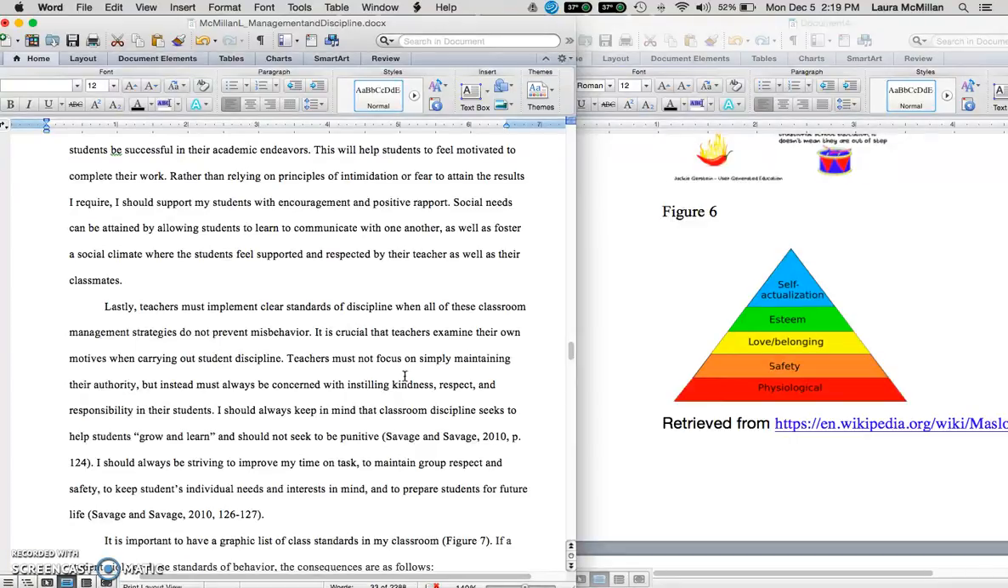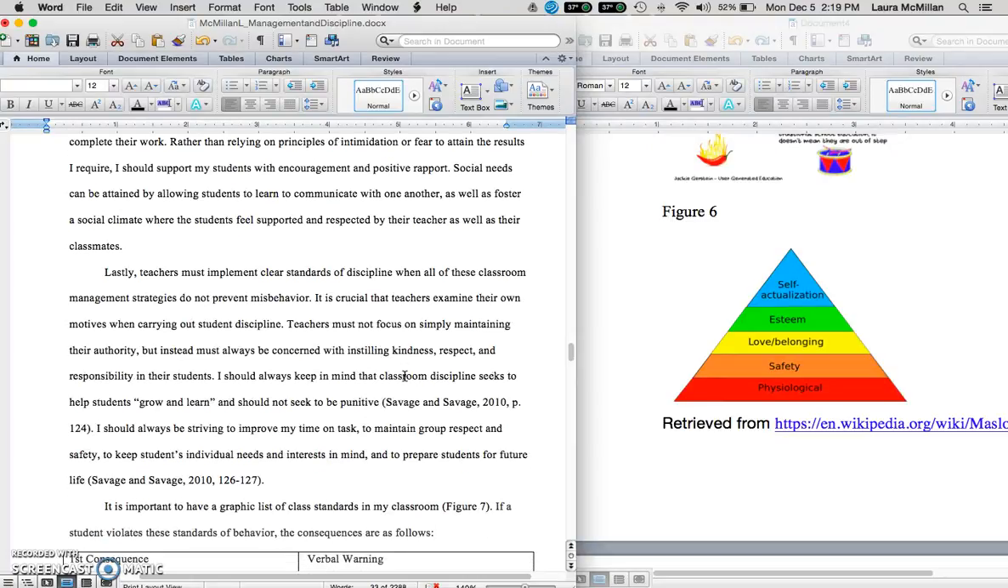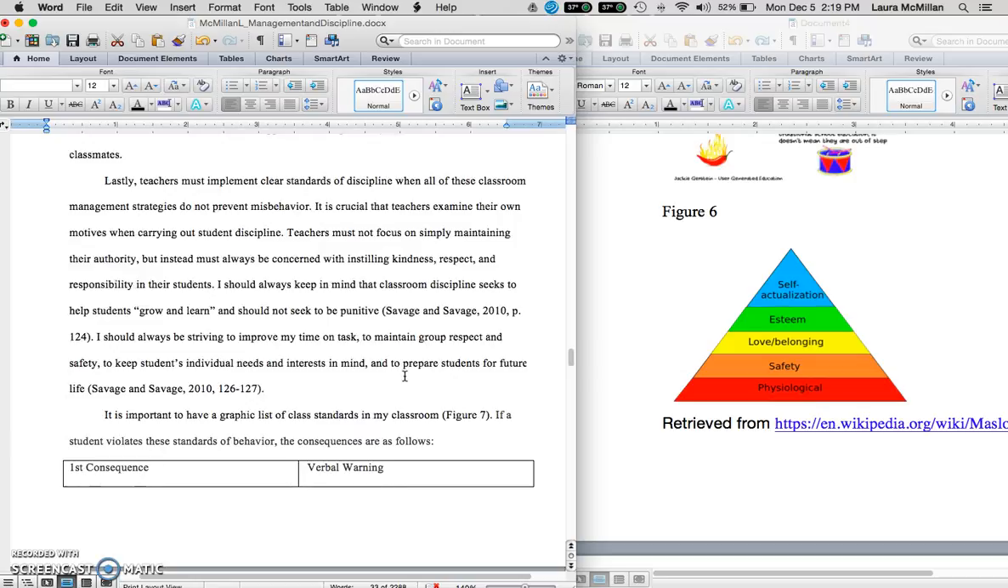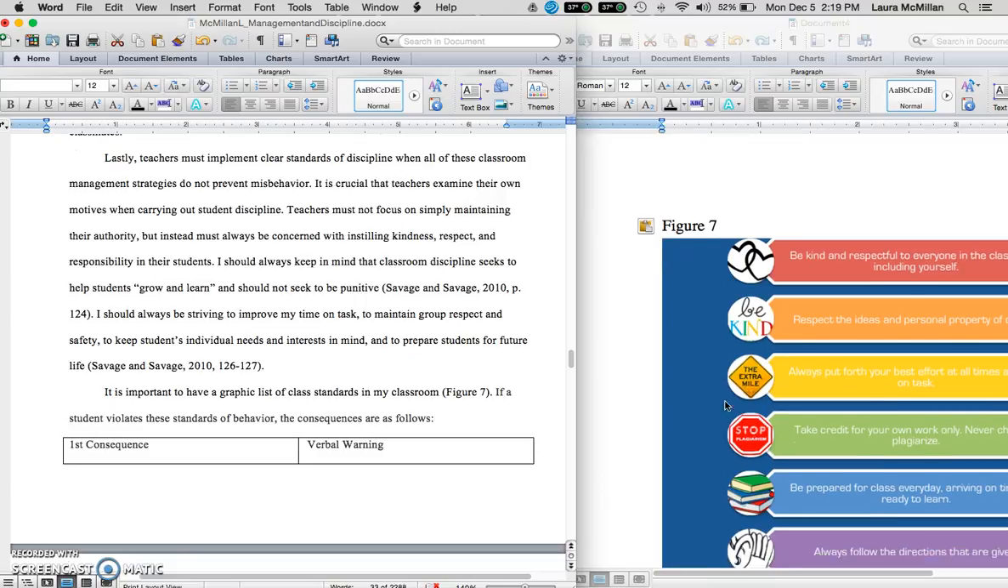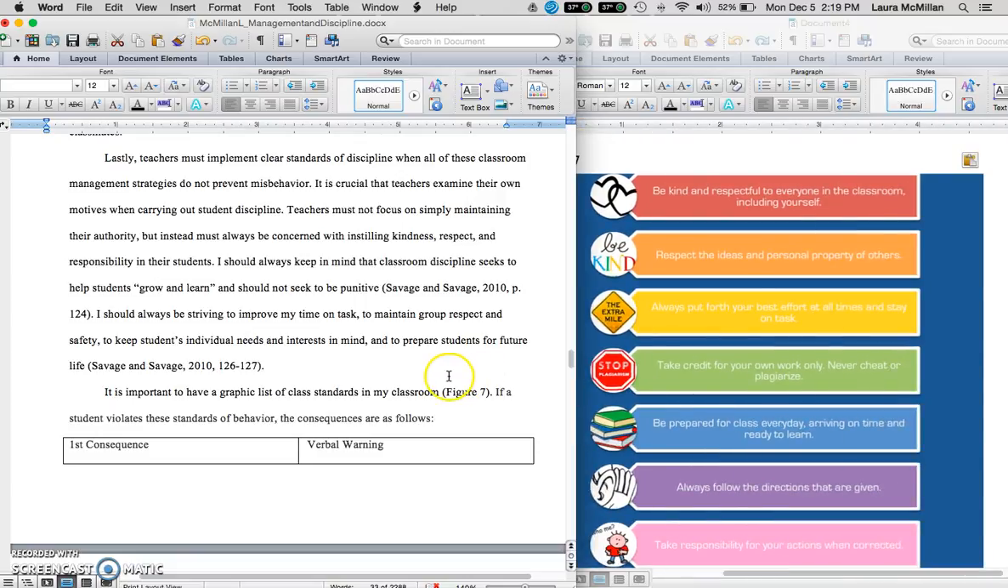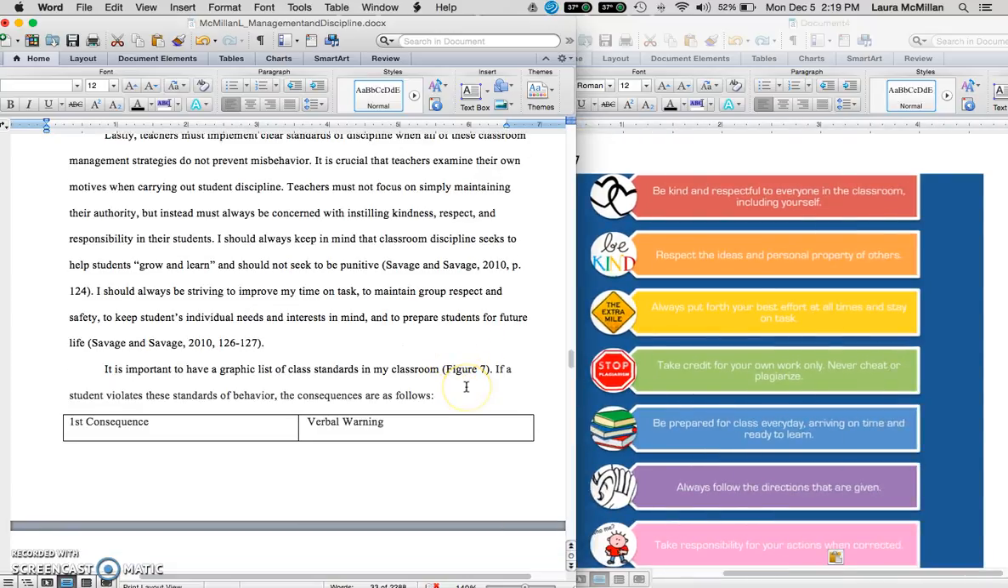Social needs can be attained by allowing students to learn to communicate with one another, as well as foster a social climate where the students feel supported and respected by their teacher, as well as their classmates. Lastly, teachers must implement clear standards of discipline when all of these classroom management strategies do not prevent misbehavior. It is crucial that teachers examine their own motives when carrying out student discipline.